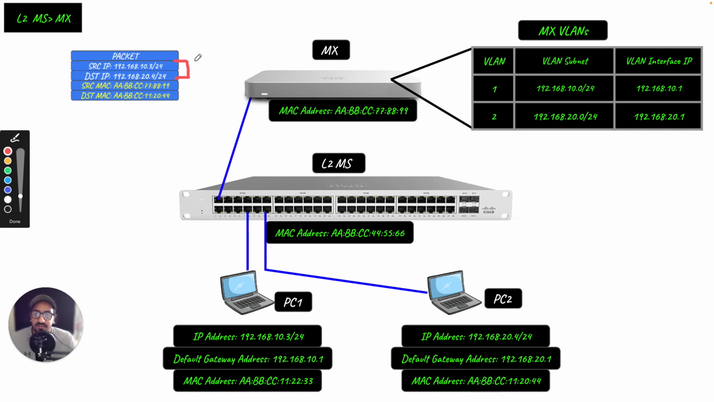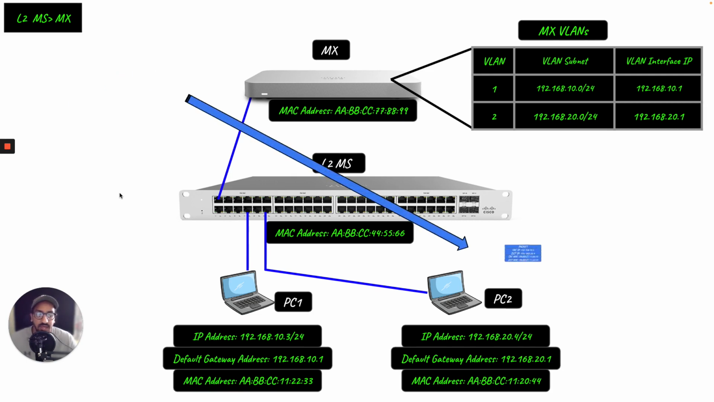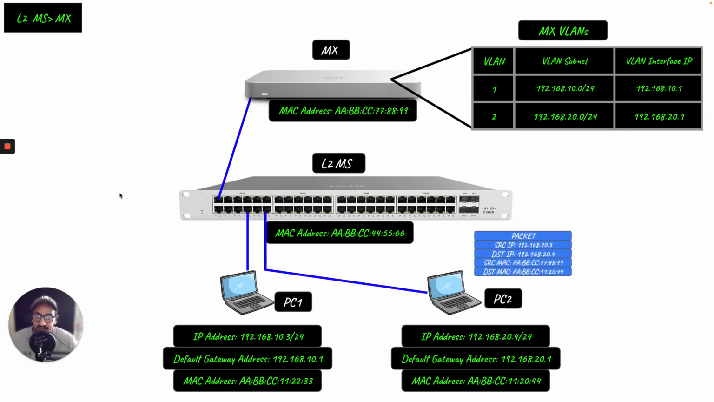This is a common mistake people sometimes get wrong: they think the IP address changes when it goes from one VLAN to another. That's not true. The layer 2 changes, but the layer 3 remains the same. So the MX has successfully processed that packet, and now it's able to send the packet down to PC2, and PC2 receives the packet. That's how the transmission goes from PC1 to PC2.